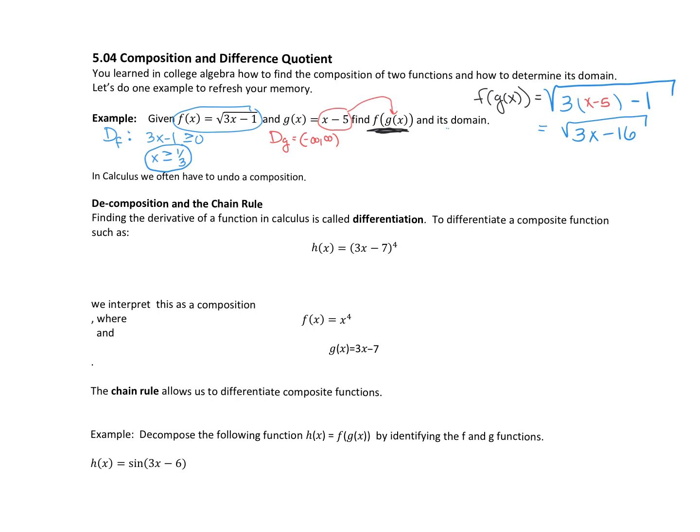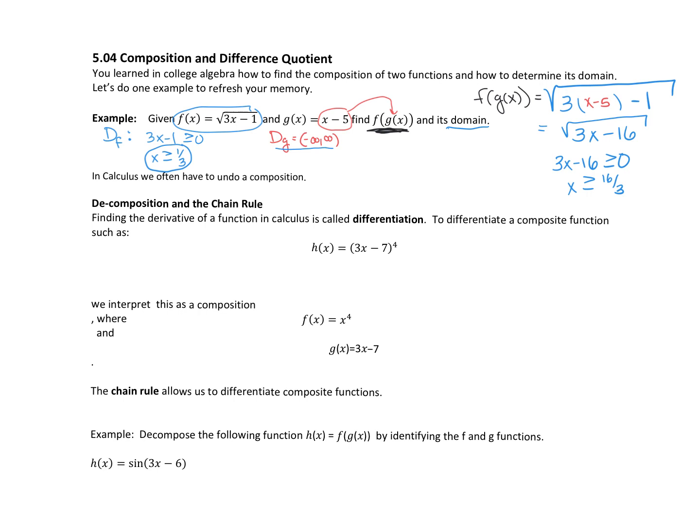Now, the domain of a composition, you have to be careful. The domain has to first be inputs that are okay for the inner function, and then those outputs have to be okay for the outer function. So we know we can plug anything we want into g, so that's not an issue. But we do know that 3x minus 16 has to be greater than or equal to 0. So x has to be greater than or equal to 16/3.